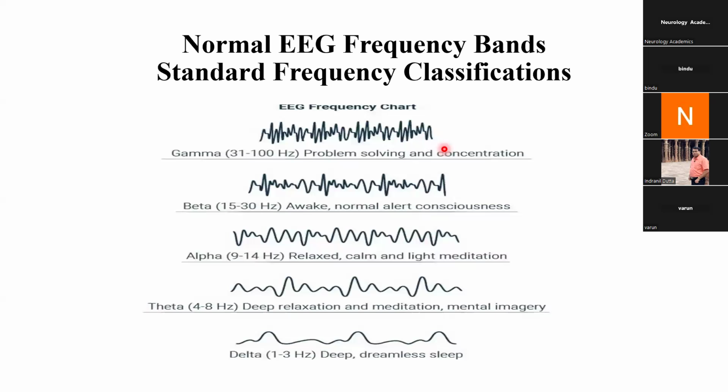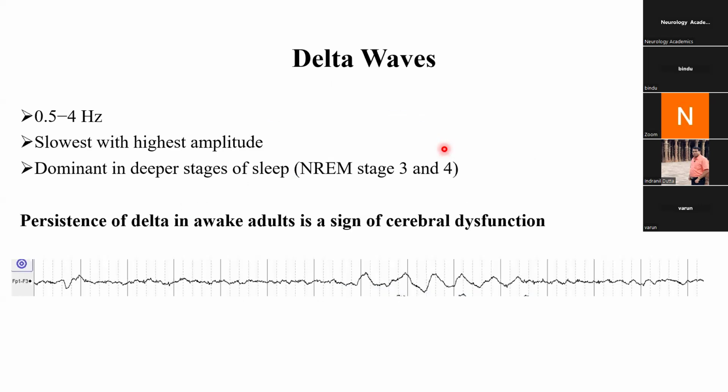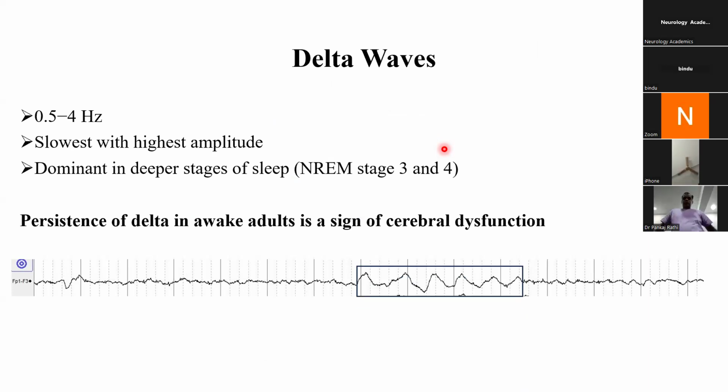So, coming to the normal EEG frequency bands and standard frequency classification: delta wave is 0.5 to 4 hertz, the slowest with the highest amplitude, seen in the deeper stages of non-REM, stages 3 and 4. A persistence of delta in an awake adult is a sign of cerebral dysfunction.